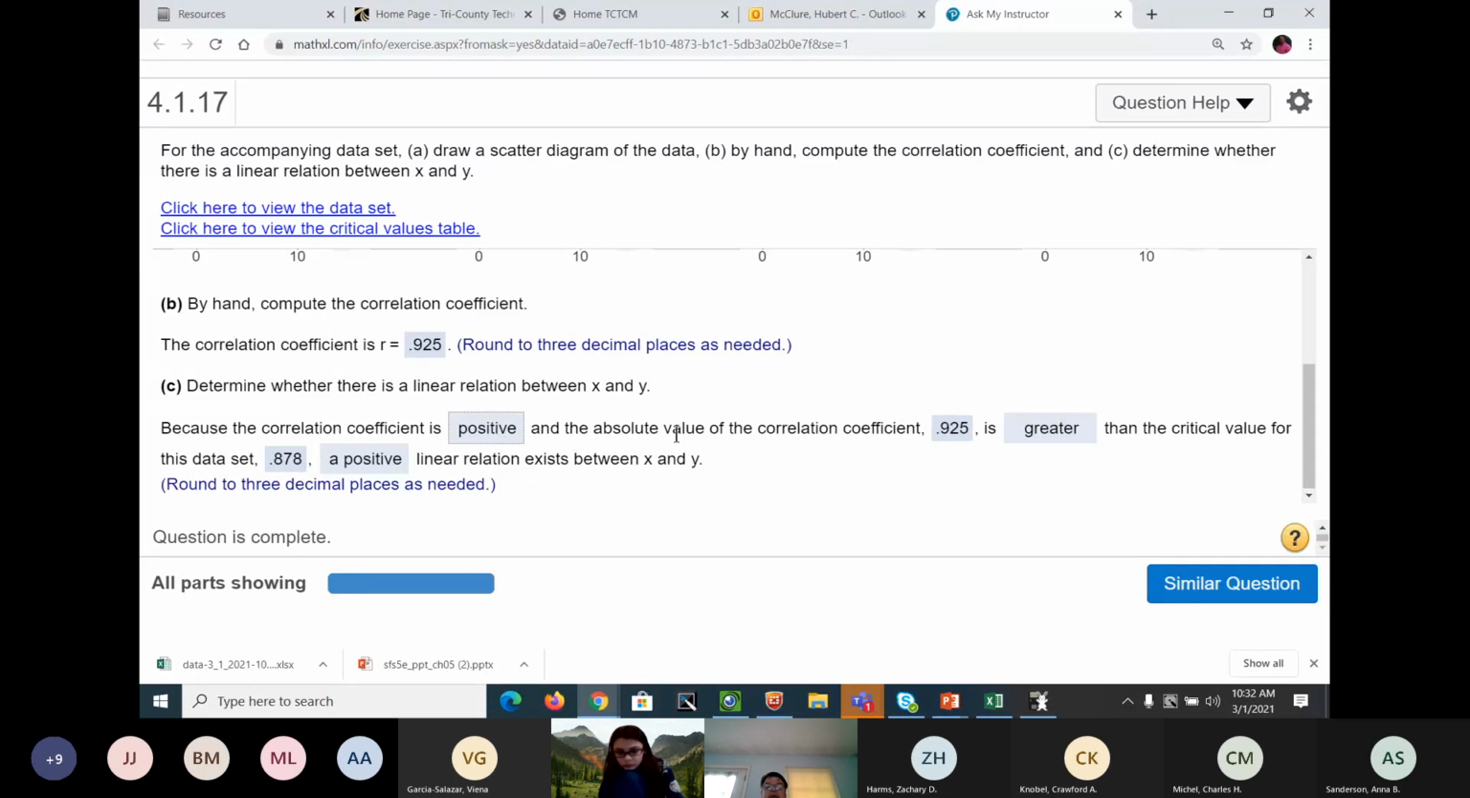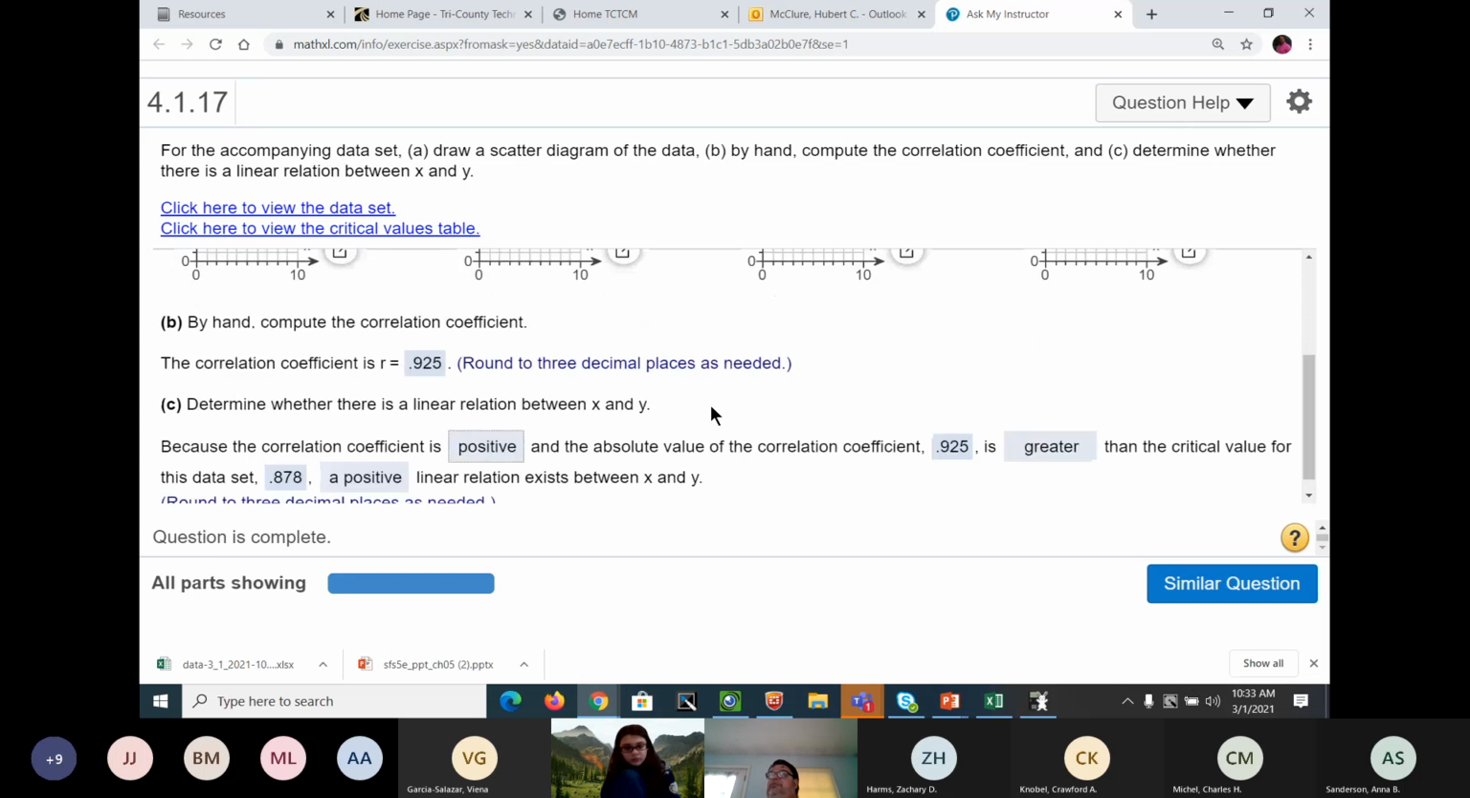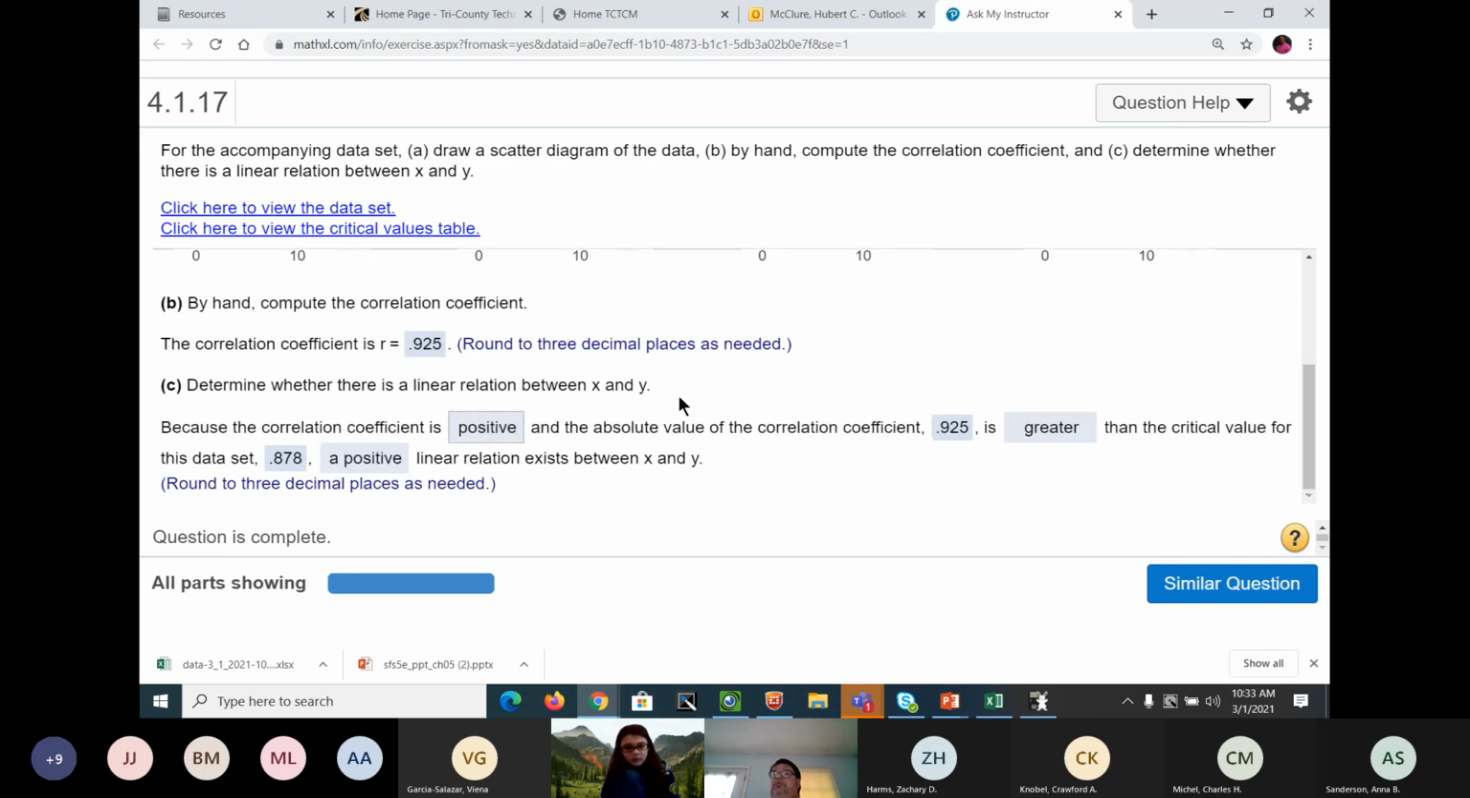And then you would say the absolute value is whatever the absolute value is. If you had a negative 0.925, then you would put 0.925 here. And then you would compare it to the critical value. And if it's less than, then you would have a negative. But since this is greater than, you'd have a positive. I think that's what you were asking, right, Ms. Garcia? Yes, that's what it is.